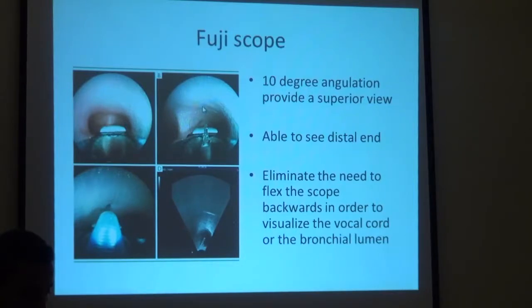The other thing, the ultrasound is also wider. But for navigation, what's important is that you're able to see beyond, and you're able to see distally here. And even the needle, you can see the catheter going out, and the needle going out, which you don't see well in the Olympus and in the Pentax scope.